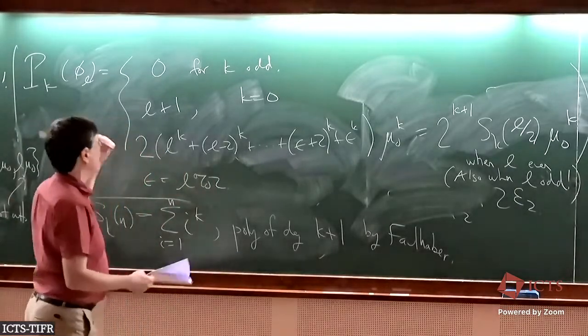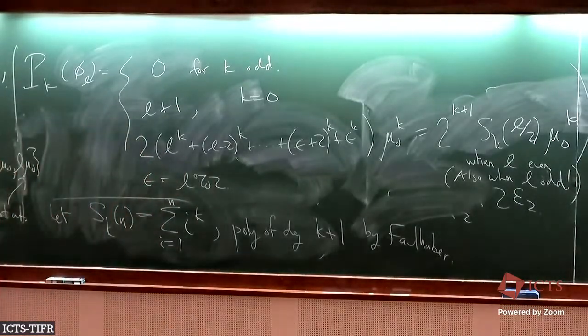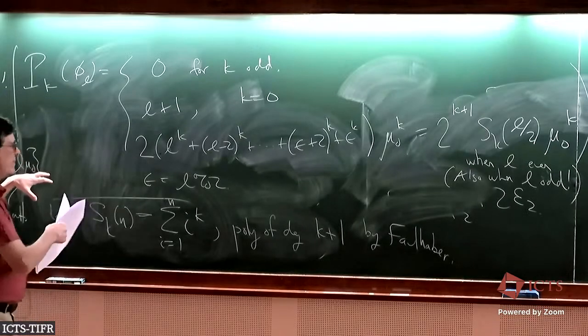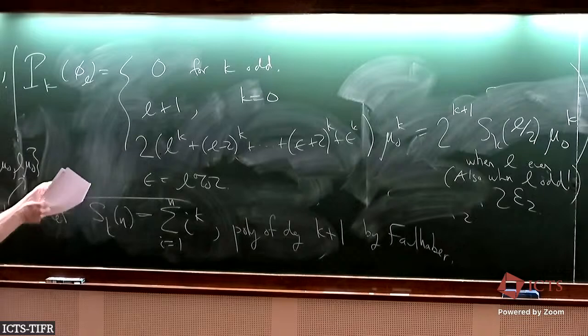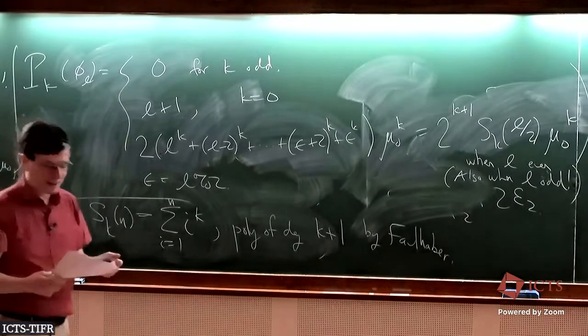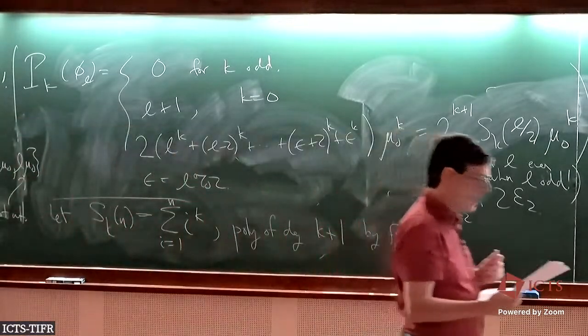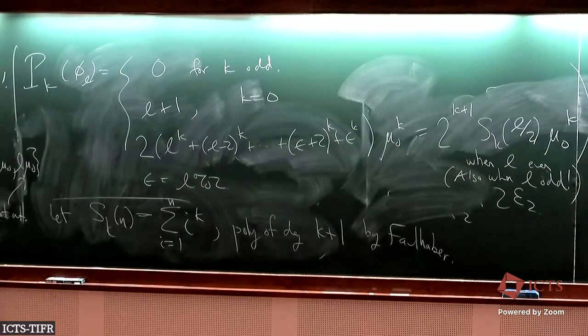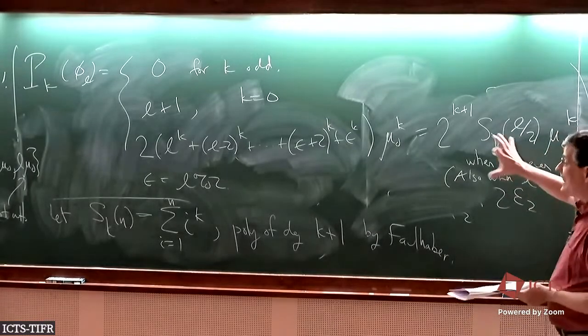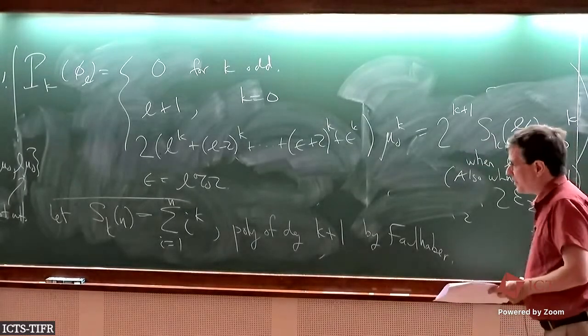You can imagine doing this by adding and subtracting using Faulhaber's formula. But then there's some identity that needs to be proved, and it's a bit non-trivial. Okay, so yeah, good question. So anyway, at least in the case of L even, we can see it's a polynomial.